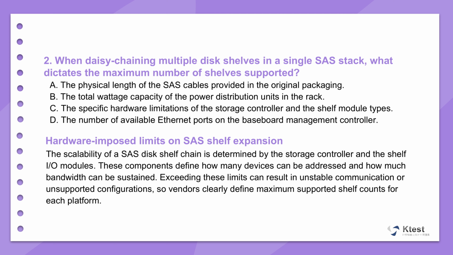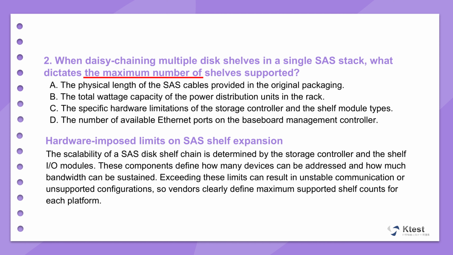Before a storage system can do anything intelligent, its physical foundation has to be flawlessly constructed. We're going to start by looking at how hardware is connected and scaled. So here's the full text of question 2. When daisy-chaining multiple disk shelves in a single SAS stack, what dictates the maximum number of shelves supported? Okay, classic scaling question. Right, and the options are A, the physical length of the SAS cables provided in the original packaging. B, the total wattage capacity of the power distribution units in the rack. C, the specific hardware limitations of the storage controller and the shelf module types. D, the number of available Ethernet ports on the baseboard management controller.